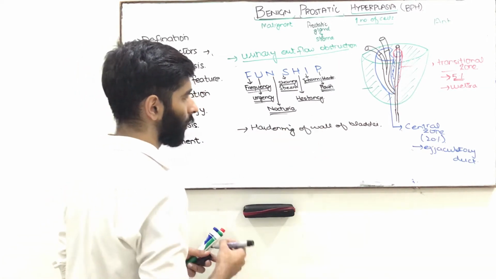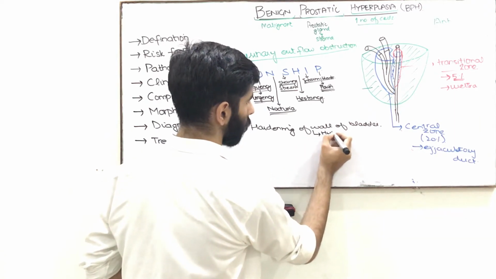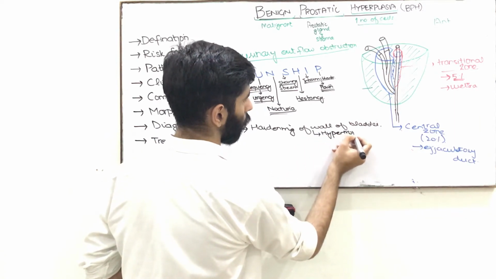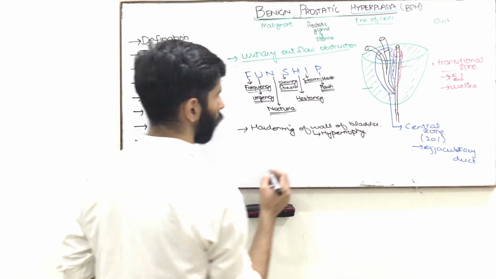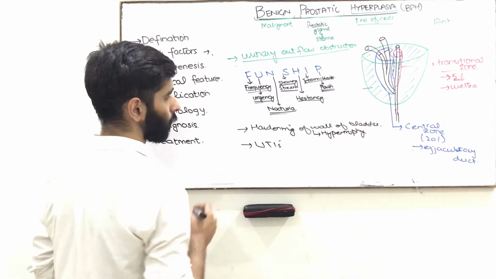nocturia and hesitancy, etc. So this is due to hypertrophy of the wall of the bladder. Hypertrophy of the wall of the bladder. Other complication is urinary tract infections.